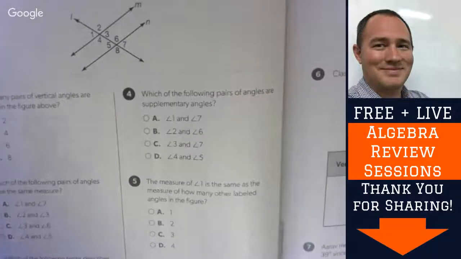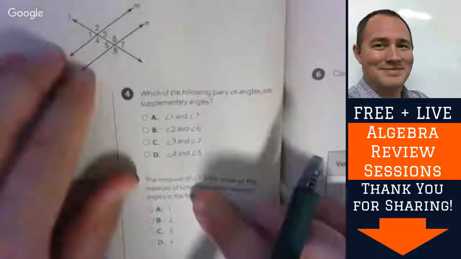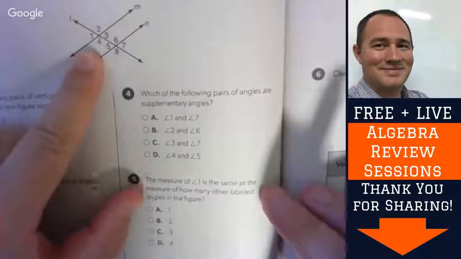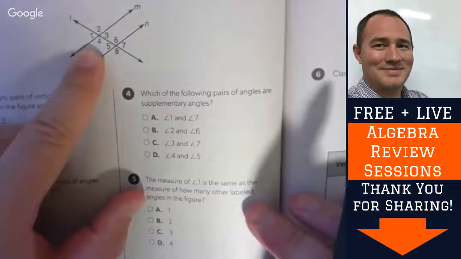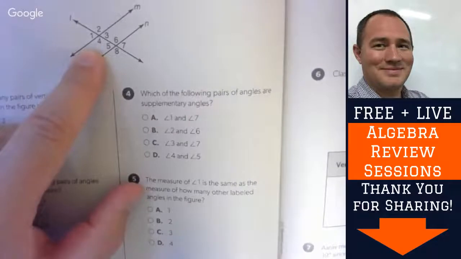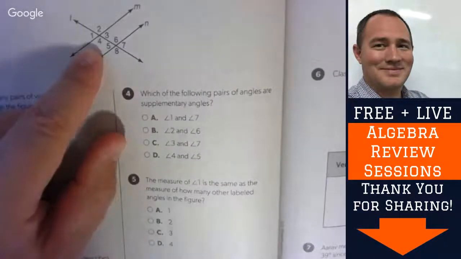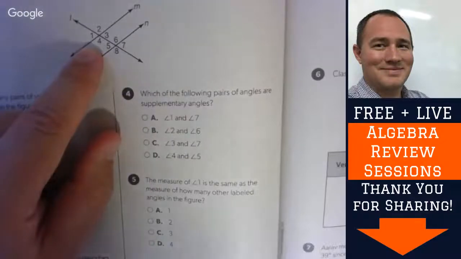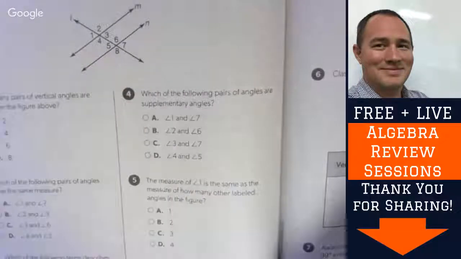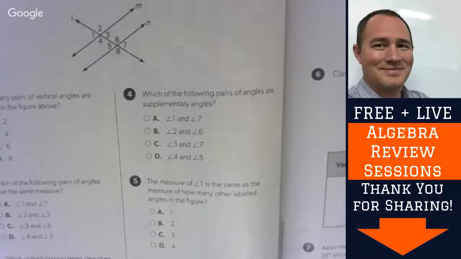Okay, number 5. The measure of angle 1 is the same as the measure of how many other labeled angles in the figure? This is a little bit tricky because we need to apply our skill. It's not asking us which angle it's equal to. It's asking how many it's equal to.